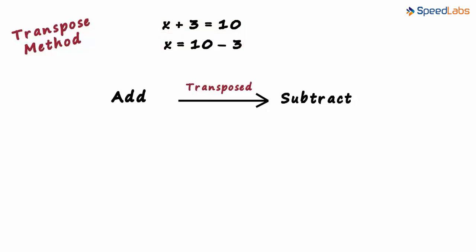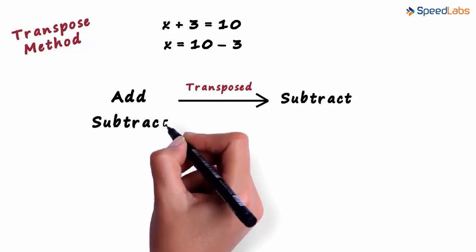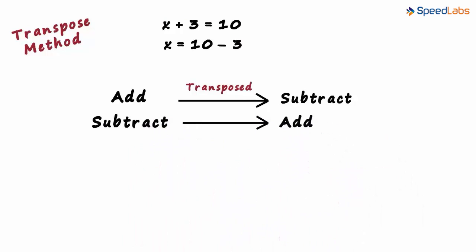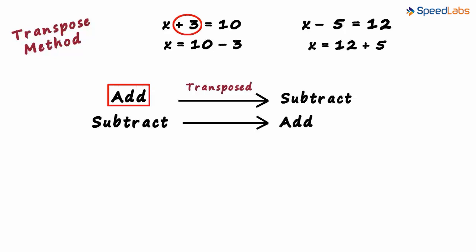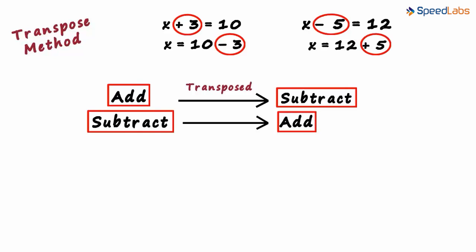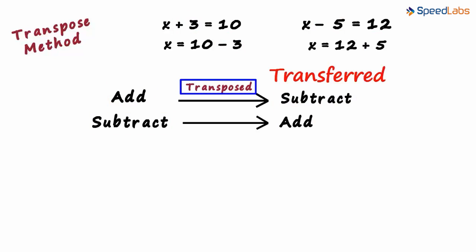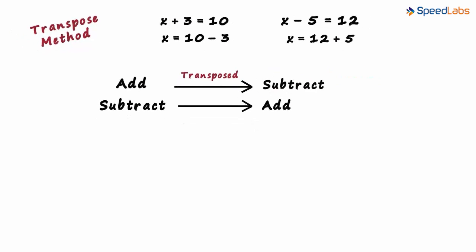The second concept says that if a term is subtracted on one side, we can transpose it to the other side by adding it. If the equation was x minus 5 equals 12, we would have transposed 5 to the right-hand side and added it to 12. The equation would then be x equals 12 plus 5. So here 5 was an existing term that was subtracted. We transposed it to the other side by adding it. This concept is valid for addition and subtraction of terms. When a term is transposed to the other side, addition becomes subtraction and subtraction becomes addition. Transpose basically means transferred.